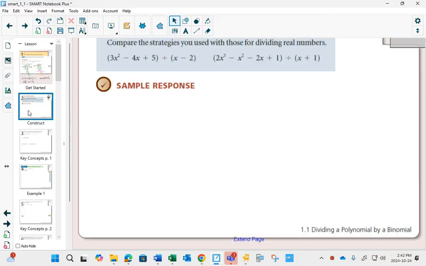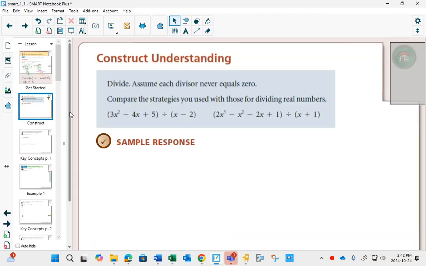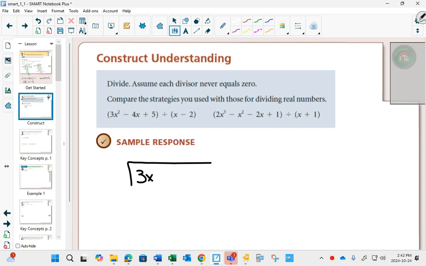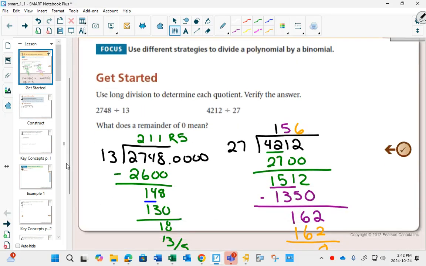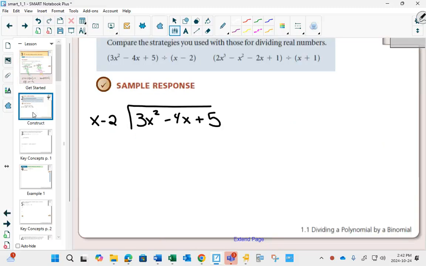So what does this look like for algebra? We're going to start with this one. I'm going to write 3x squared minus 4x plus 5, and I'm going to divide it by x minus 2. And I'm going to color code it just like I color coded the second one here. Notice how I went from the left and I underlined the 42 in green, and that's when I figured out. And then my next number I underlined in purple and I figured it out, and then underlined in orange and figured it out. Same thing's going to happen here.